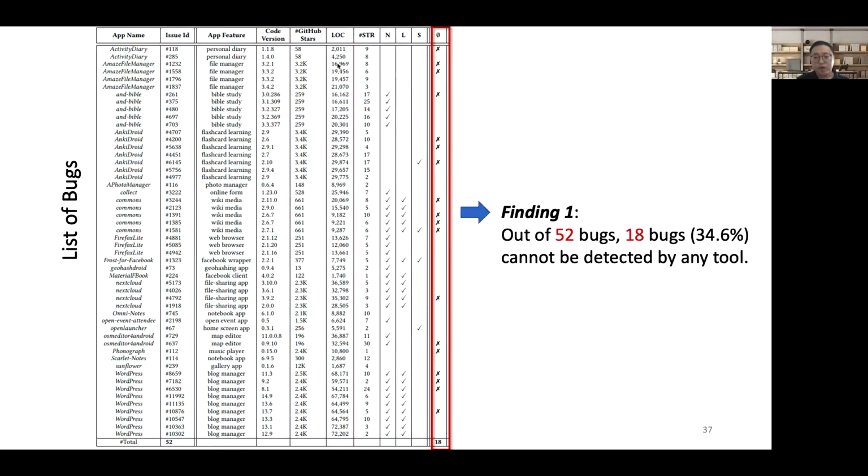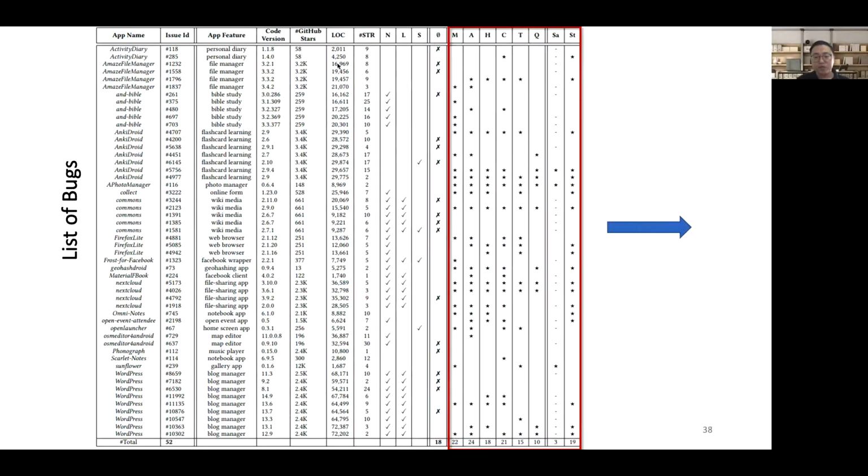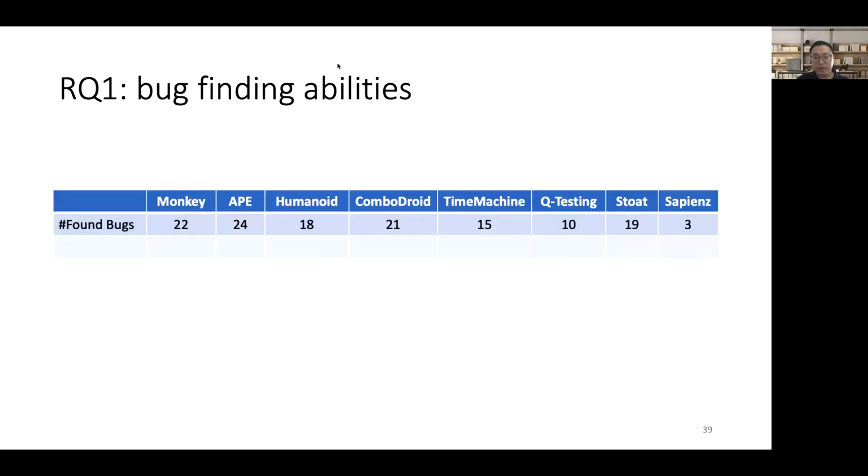Specifically, we find that out of 52 bugs, 18 bugs cannot be detected by any tool. We will explain the reasons in the second research question. Let's take a close look at the detailed bug finding results.